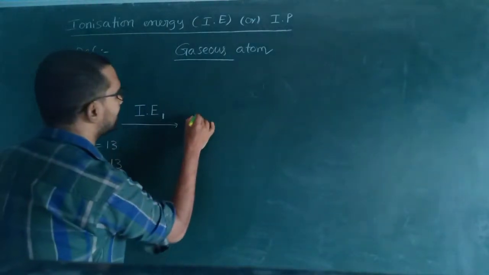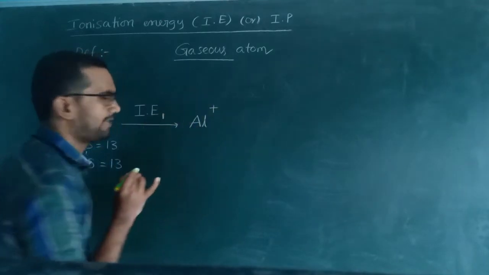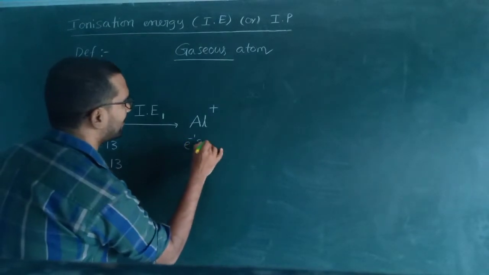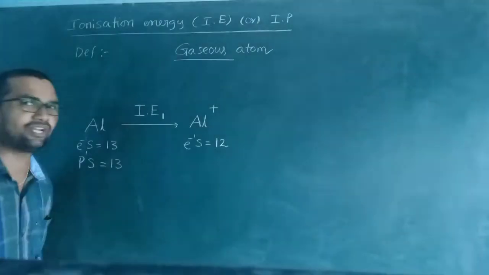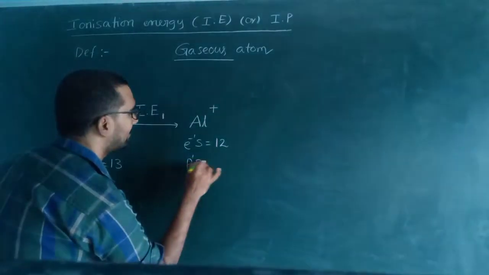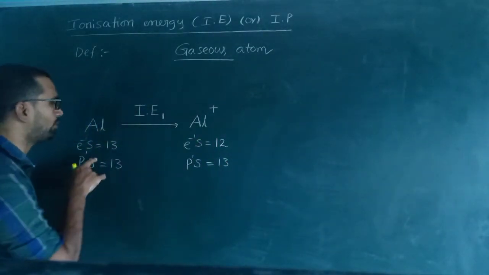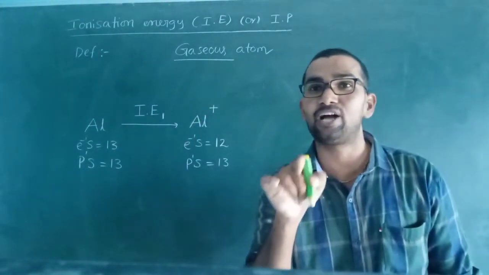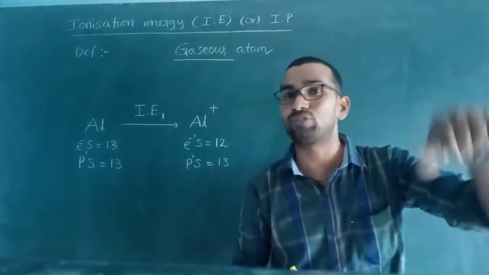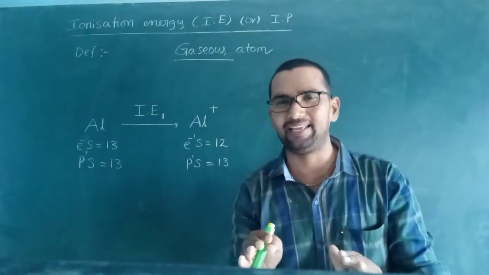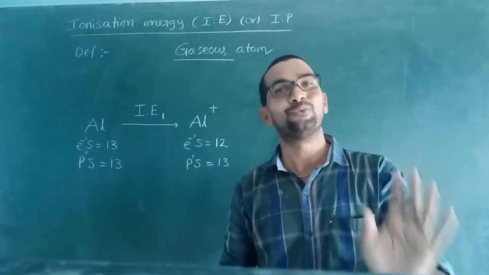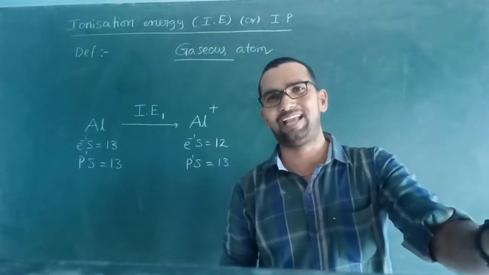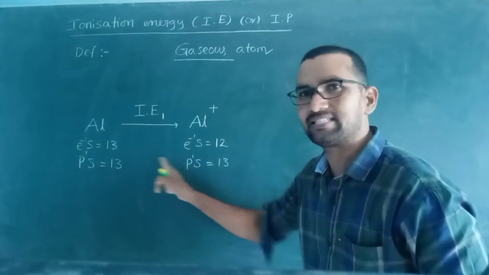Then it is converted to Al+. Plus 1 means losing one electron. Now, how many electrons are present, sir? Electrons are 12 now, but protons are 13. Why do the protons remain the same in both aluminum and Al+? We know that protons are present inside the nucleus and electrons are present outside the nucleus. That's why we can remove or add electrons only, but we cannot touch the protons and neutrons. So the proton number is the same.